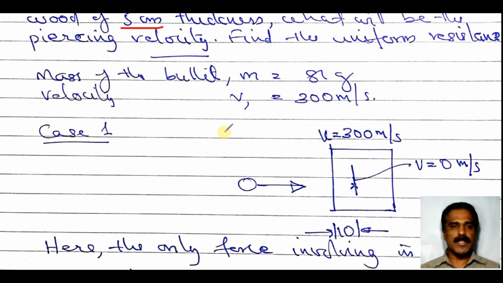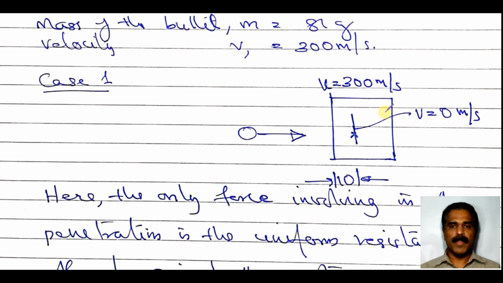Okay, so there are two cases. In the first case, you can see I have drawn a figure here. This is the block of wood, its thickness is more than 10 centimeters, and a bullet is being fired with a velocity of 300 meter per second onto the block. When it is touching this surface at this point, its velocity is 300 meter per second. That is, u is equal to 300 meter per second.